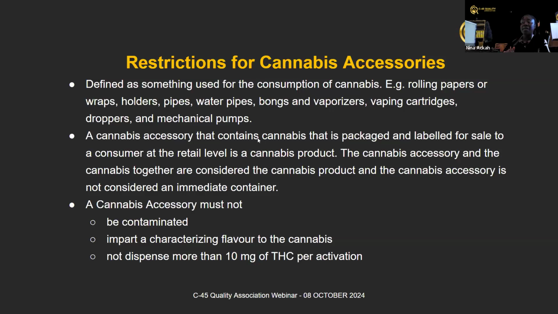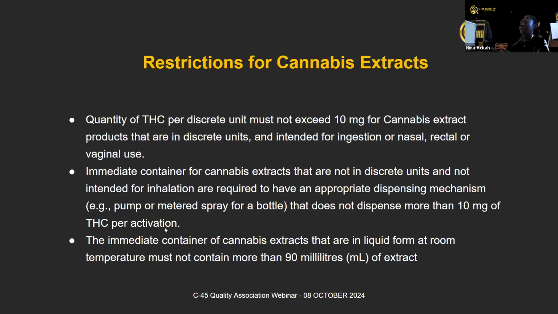In general, a cannabis accessory must not be contaminated. It must be safe for use. It must not impart any characterizing flavor to the cannabis, so it should not add on as an ingredient to any cannabis product. And it must also not dispense more than 10 milligrams of THC per activation, as described previously for cannabis extracts not intended for use as inhalation.